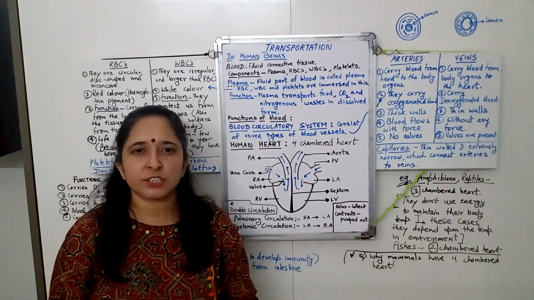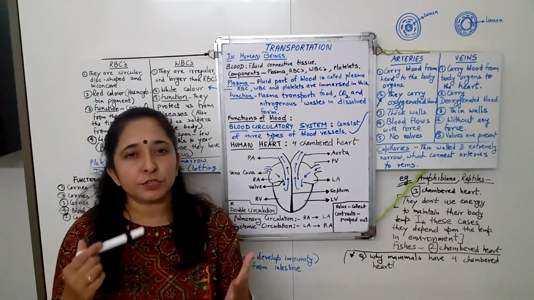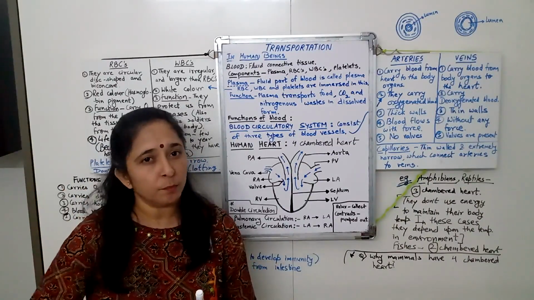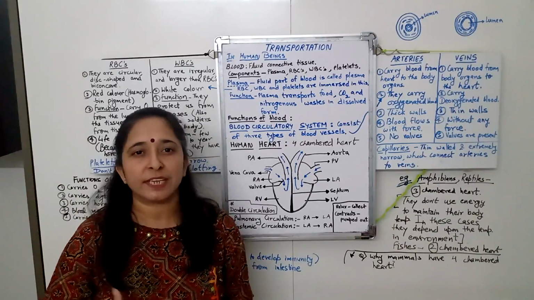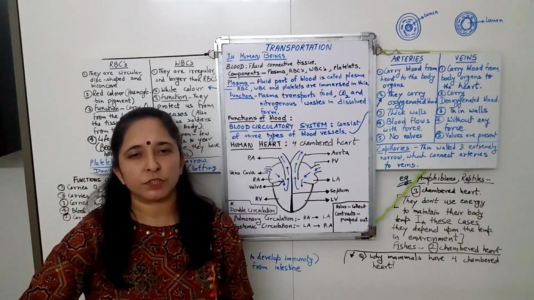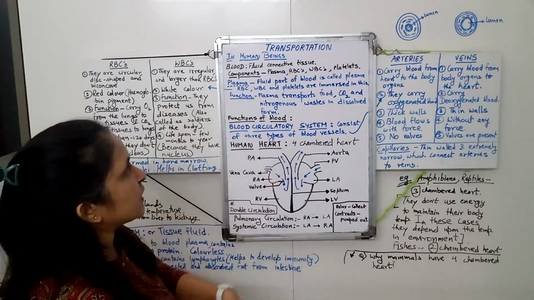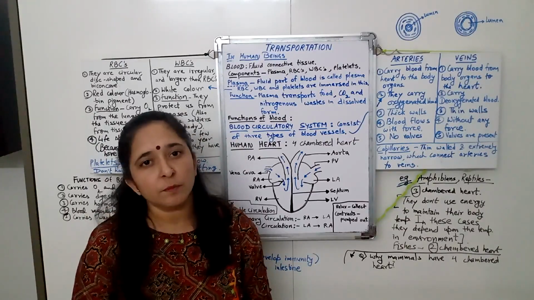So in the previous section we have studied nutrition and respiration. In the nutrition topic, the digested food material is transported with the help of the blood, and in respiration the oxygen and carbon dioxide gases are also transported with the help of the blood only. So today I will teach transportation in human beings, that is, through the blood only.